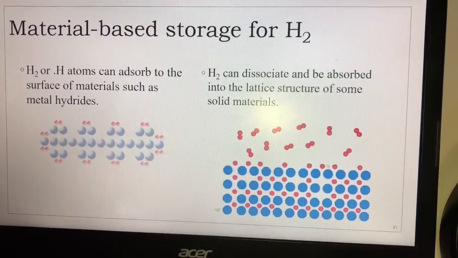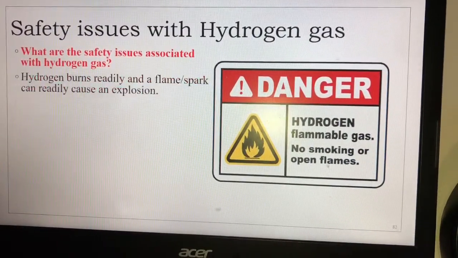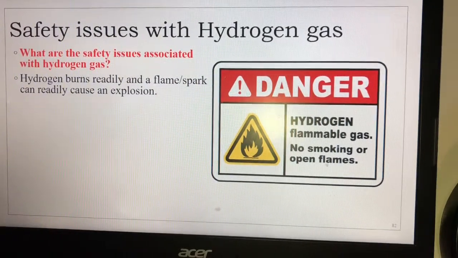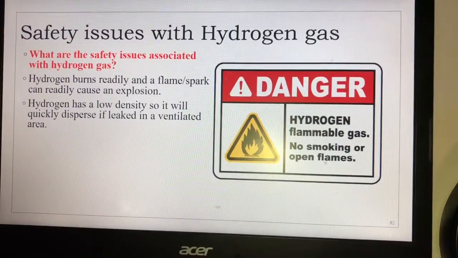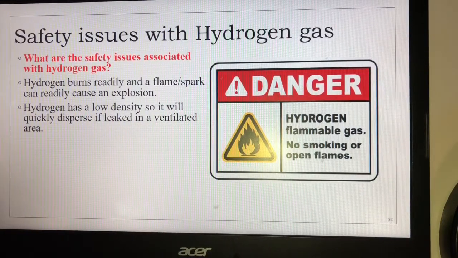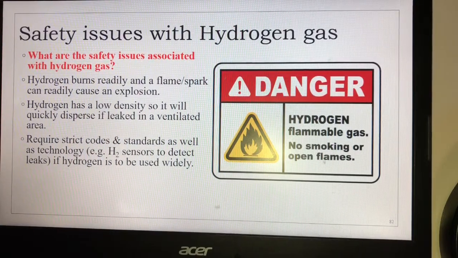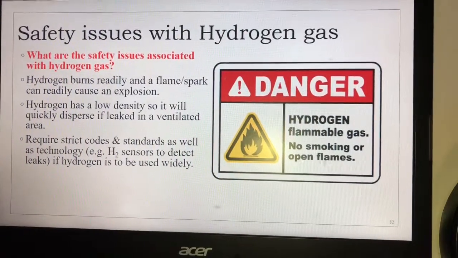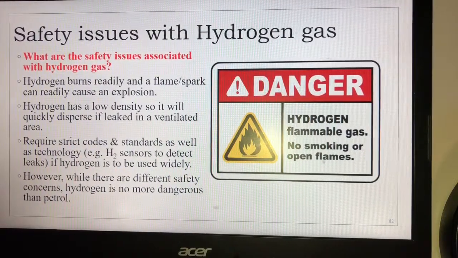They've also got material-based storage of hydrogen, which is just coming out recently. There are safety issues, obviously, with hydrogen because it is flammable and can readily cause an explosion if it comes into contact with a spark. Also, because of its low density, it quickly disperses in a well-ventilated area, so that's a positive thing. You require strict codes and standards like maintenance of the canister and also hydrogen sensors to detect any leakages.